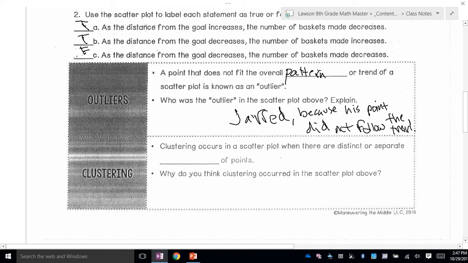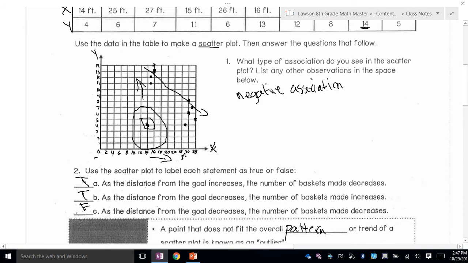Clustering, it says, occurs in a scatter plot when there are distinct or separate groups of points. So over here we can write groups. Why do you think the clustering occurred in the scatter plot above? Okay, so let's go ahead and scroll back up here and see if we can determine these two points.